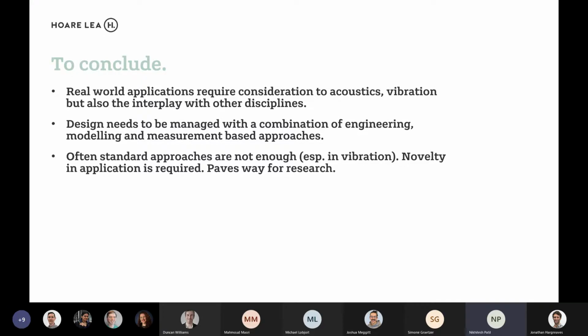And often standard approaches are not enough, so you do need to make sure you are accounting for the modeling effort. And it also opens up new problem areas where we may be able to research really. So yeah, that's it really.